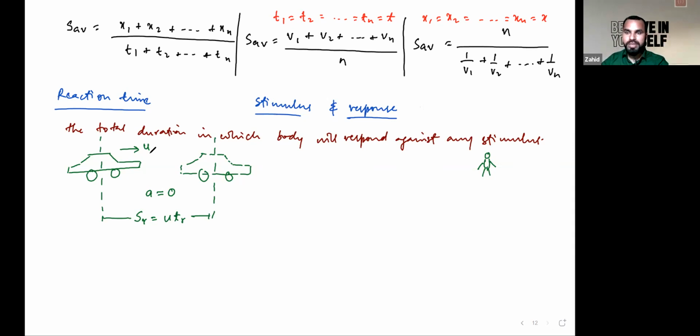Let's say there is a driver driving a car at some initial velocity u. At this instant, he observes an individual in front of him. So on observing, he must apply brake to stop at some finite distance. The total duration of time from observing to responding by applying brake is called reaction time. During this reaction time, there would be no acceleration or deceleration in the movement of the car, so a would be zero. Using the second equation of motion, s equals ut plus half at square, with a zero, you get s equals u times t. This is the distance traveled by this car during reaction time.